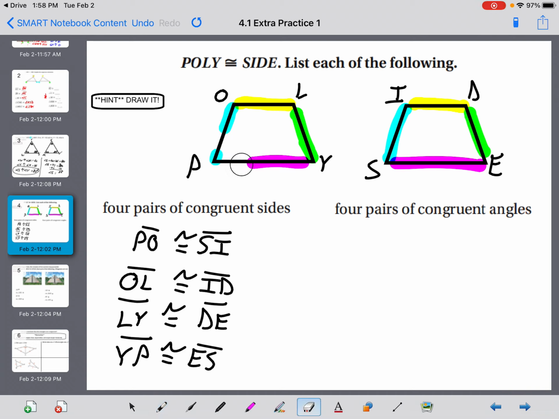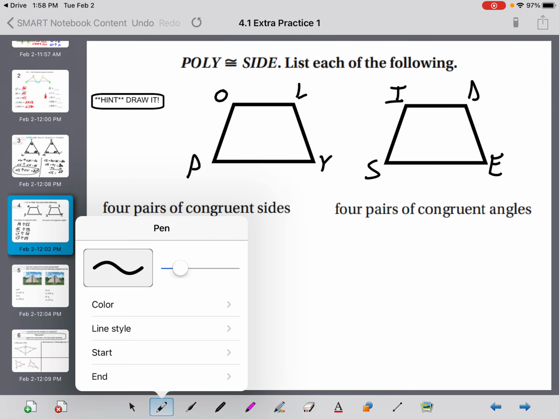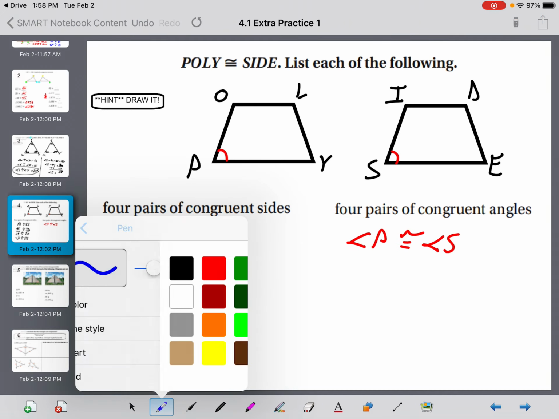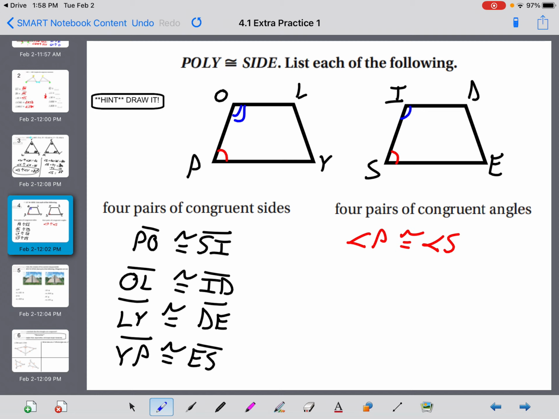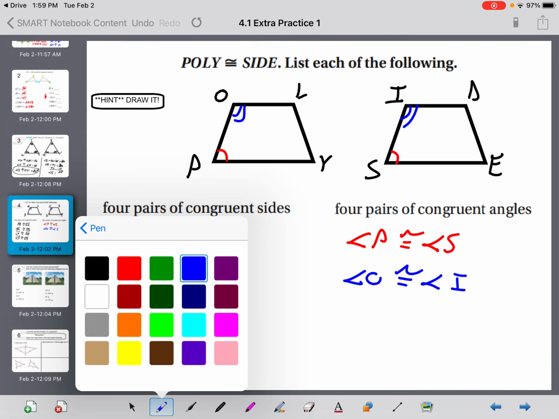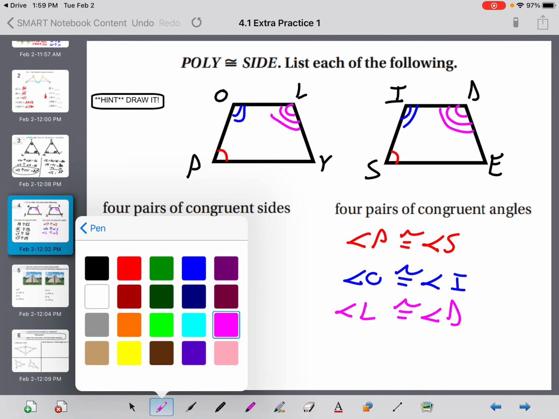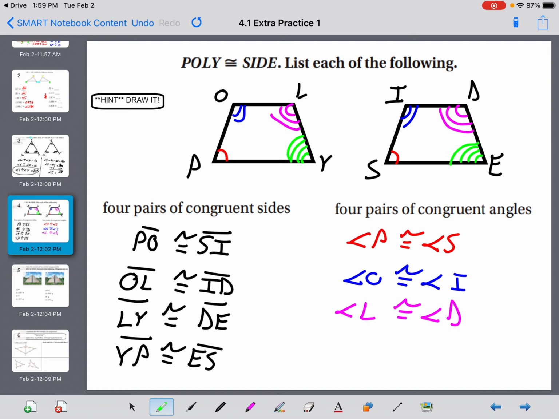All right, 4 pairs of congruent angles. Well, that's going to be a little different. Okay, we have angle P congruent to angle S. I got angle O congruent to angle I. Angle L congruent to angle D. And we have angle Y congruent to angle E.